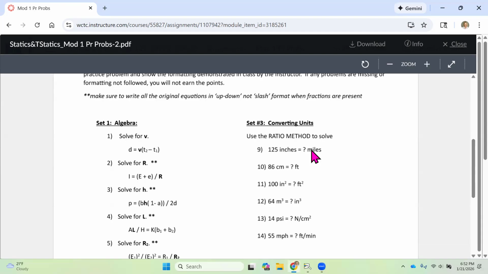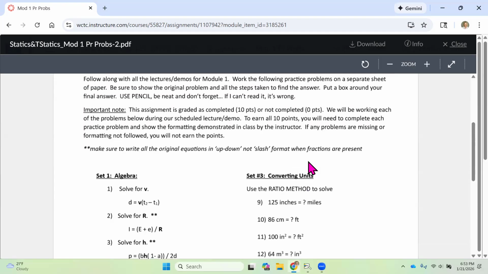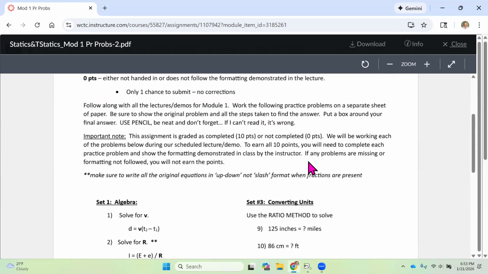This is what we will be scanning. You won't be scanning this at all. You'll only be scanning your work. So we'll be going over that in just a bit. But this is, like, a worksheet that we're going to be doing.